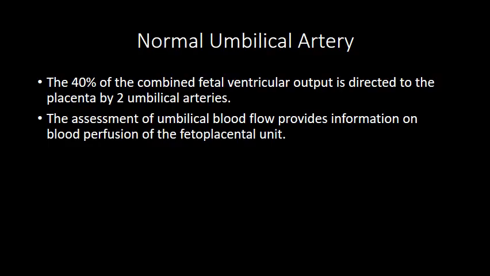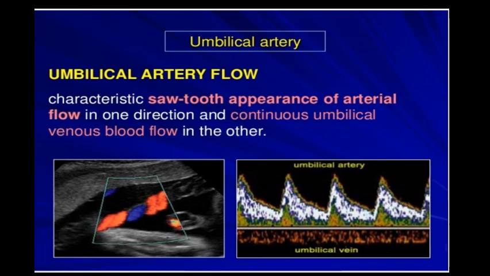Normal umbilical artery. 40% of the combined fetal ventricular output is directed to the placenta by the two umbilical arteries. The assessment of umbilical blood flow provides information on the blood perfusion of the fetoplacental unit. See, this is the characteristic sawtooth appearance of arterial flow in one direction and continuous umbilical venous flow in the other.